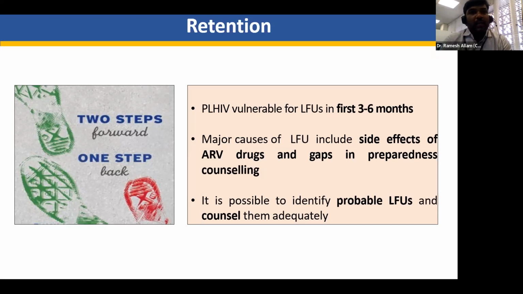So if we have to take our step forward, we need to watch our backward step and try to prevent loss to follow-up, number 1. Prevention of loss to follow-up is a major strategy. It's not about bringing back those who are lost to follow-up. Re-engaging is a final resort to basically increase our second 95. But to retain the patients and to prevent loss to follow-up is one important activity.